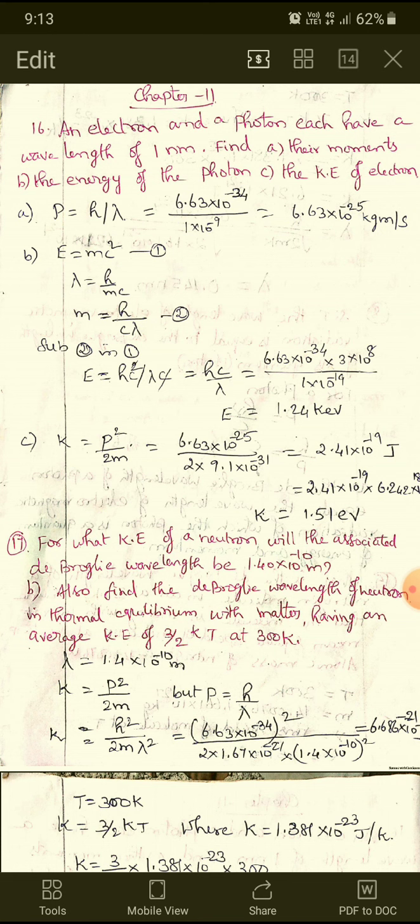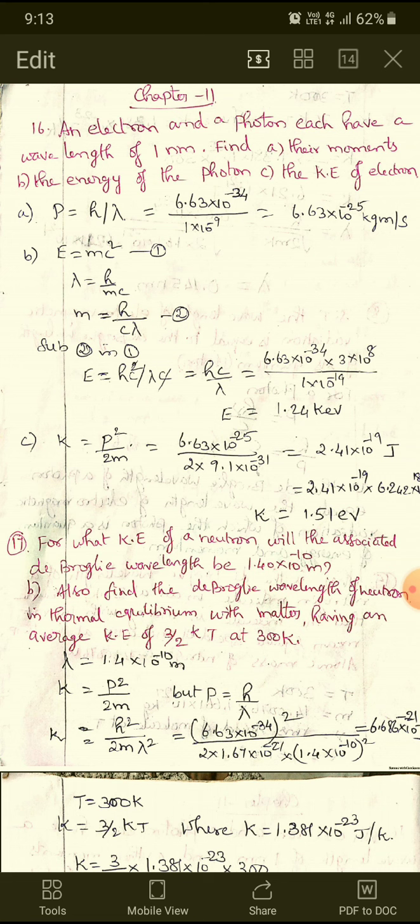Then what is the B question? The energy of the photon. Energy of the photon E is equal to mc squared. Mark this as equation 1. But lambda is equal to h divided by mc. We have to find the value of m, that is the mass. From this formula, taking m to this side, you will get the remaining thing as h divided by c lambda.